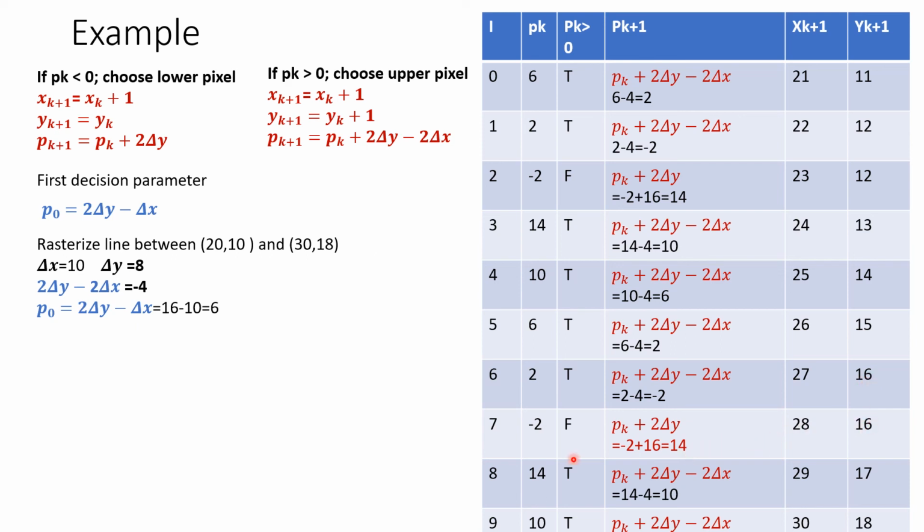The next decision parameter is 14, positive. Hence, we increment the value of 16 by 1. We pick up an upper pixel, 17. The next decision parameter is 10, which is positive. And we calculate the value, and we have 30 and 18. This is the last pixel we have reached. So these are the set of pixels obtained by using the value of the decision parameter.